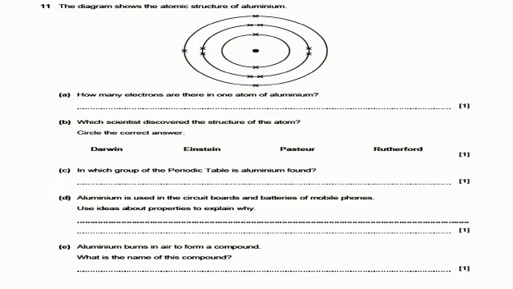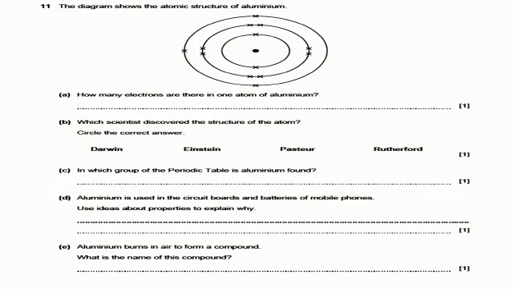How will we know the group? From the number of the electrons in the last shell. Here it will be group 3. Question D. Aluminium is used in circuit boards and batteries for mobile phones. Use ideas about properties to explain why. Because aluminium is a good conductor of electricity, or you can write because it's ductile or malleable or flexible.